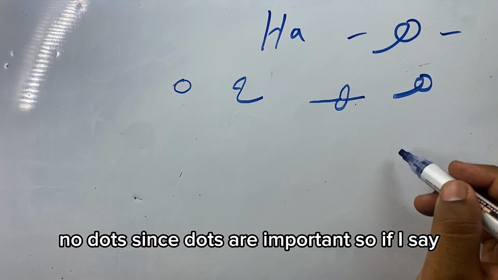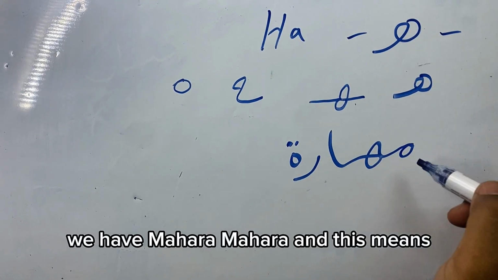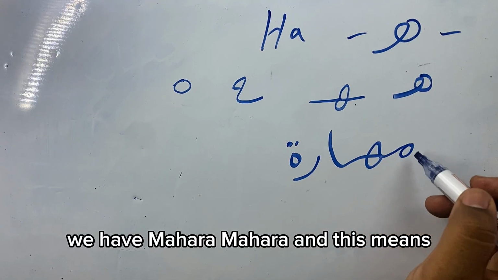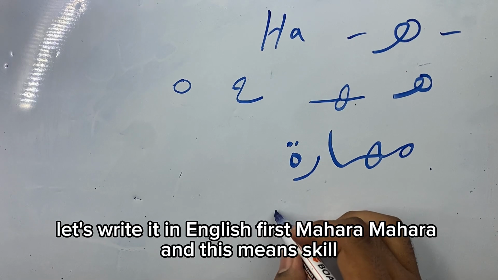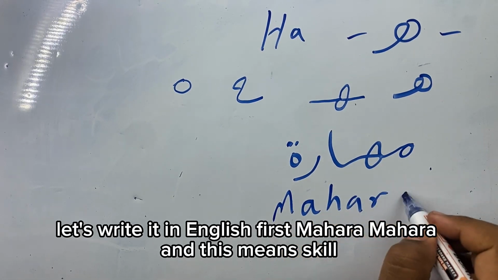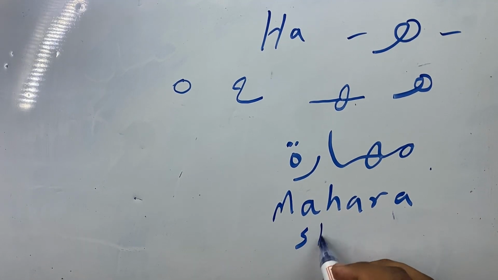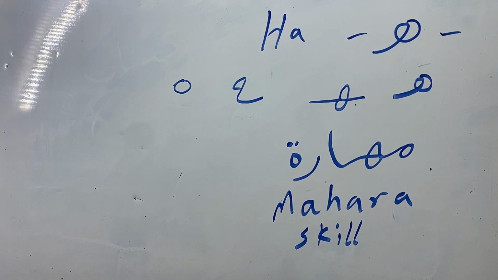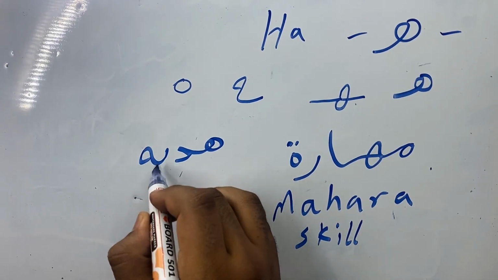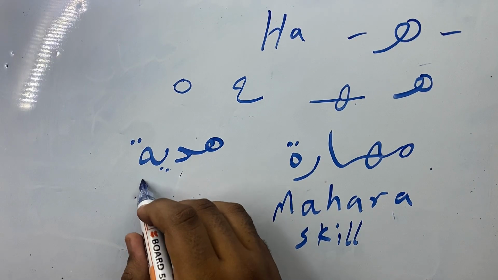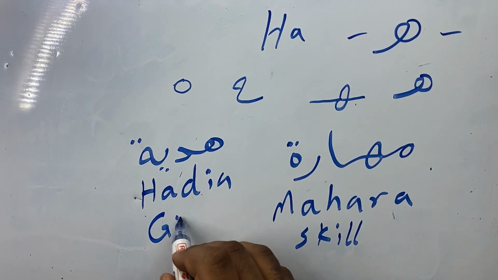So if I say, we have mahara, and this means skill. Okay, and one more example, we have hadiya, which means gift.